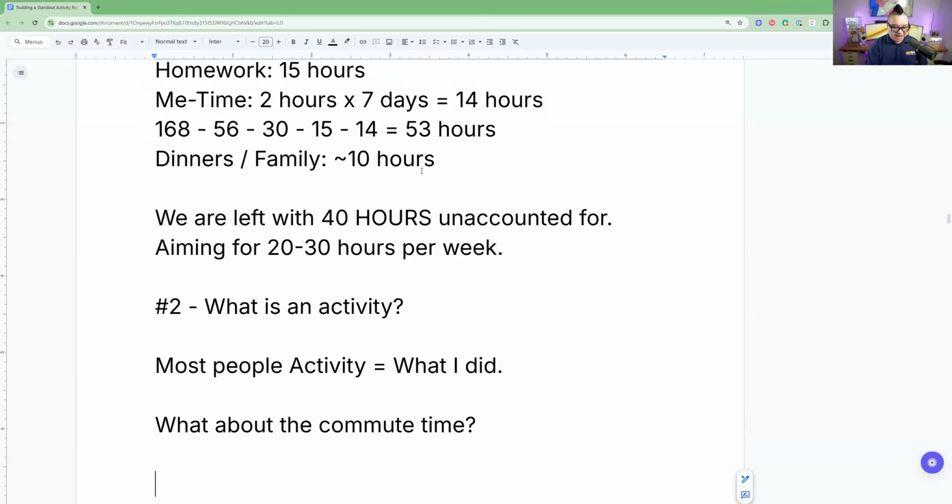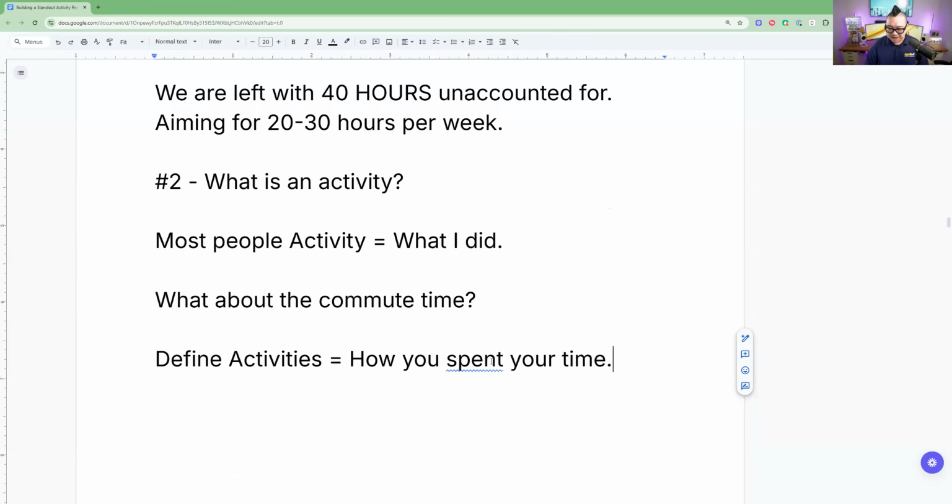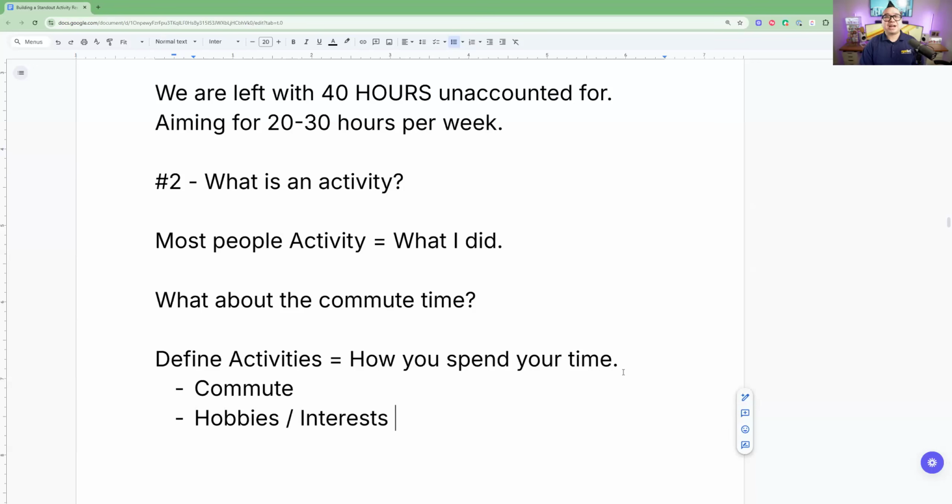So I always tell students define activities as how you spend your time. Meaning commute time counts as part of your activity hours. If you have hobbies or interests, right? If your child likes to draw, they dance, they do things, that counts. Responsibilities, right? Like for me, I was the oldest in my family. I took care of my brothers and sisters growing up, helped them with their homework. That was an activity that I did as well, right? So these are all under the bucket of activities.